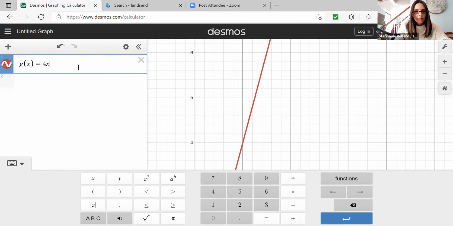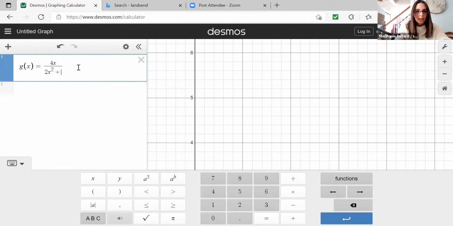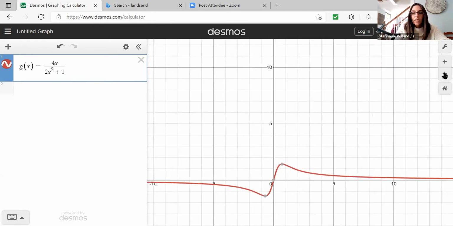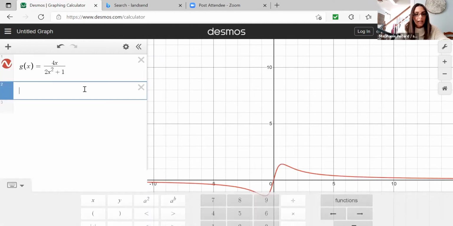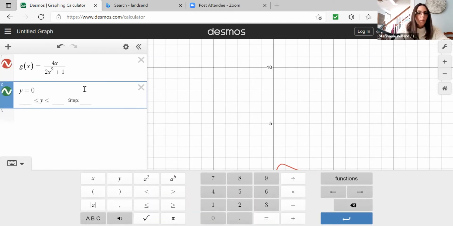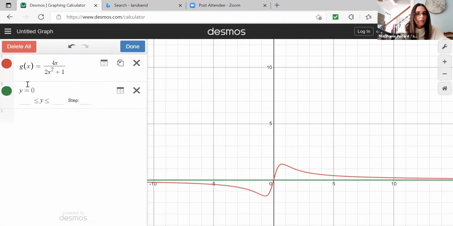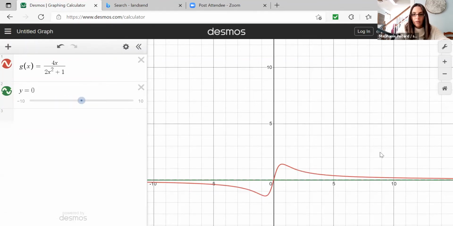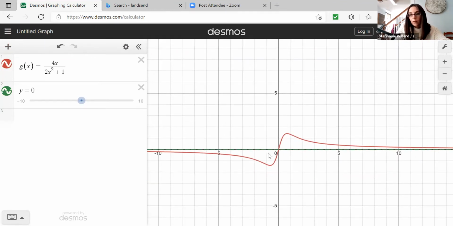So it is 4x divided by 2x squared plus 1. And I gotta zoom back out a bit here. Okay. So this was our first graph. This was A, and we said that y equals 0 was a horizontal asymptote. And you can see that here. You can see that the graph is approaching that y equals 0. Again, I'm going to change it to a dotted line just because it's actually not on the graph, right? But you can see that you're approaching that line y equals 0 in both directions.